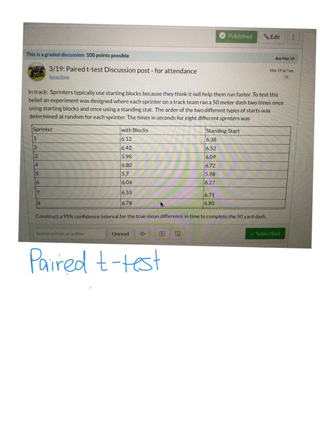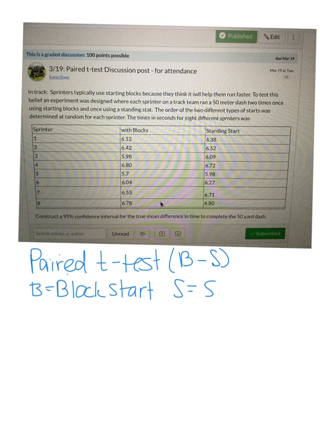Okay, so the first thing we're going to do is say that this is a paired t-test. Okay, and we're going to do blocks minus standing. So B equals block start and S equals standing start. Okay, so when we look at this, our H0, if there's no difference in the two of them, then the mean of B minus S would be equal to 0.